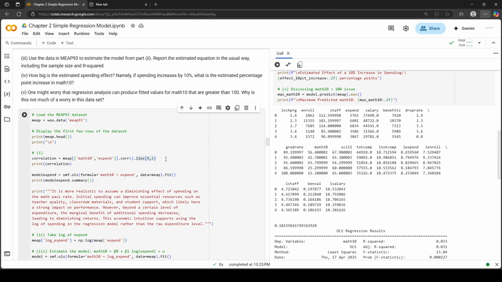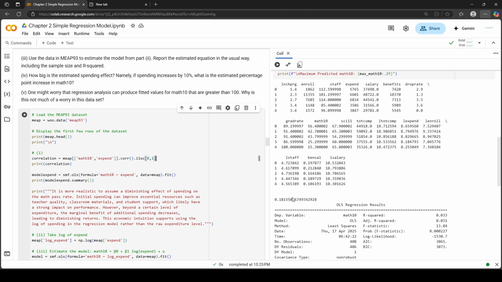If I do not type this command iloc, it will give us the whole correlation matrix, and we do not want the whole correlation matrix. We just want the value specific to the math10 and expend variables. So iloc 0, 1 gives us the value present in the first row, second column.